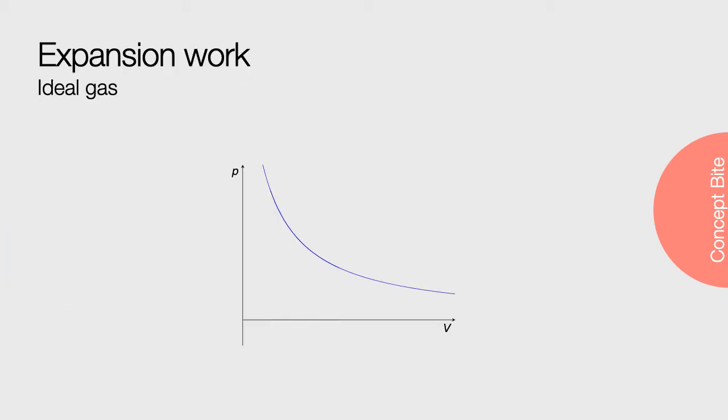Now to consider the case of reversible expansion. Thinking back to what you have learned about ideal gases, you hopefully remember the relationship between pressure and volume is given by the ideal gas equation, PV equals nRT. At constant number of moles and constant temperature, there is a reciprocal relationship between pressure and volume, as shown here.